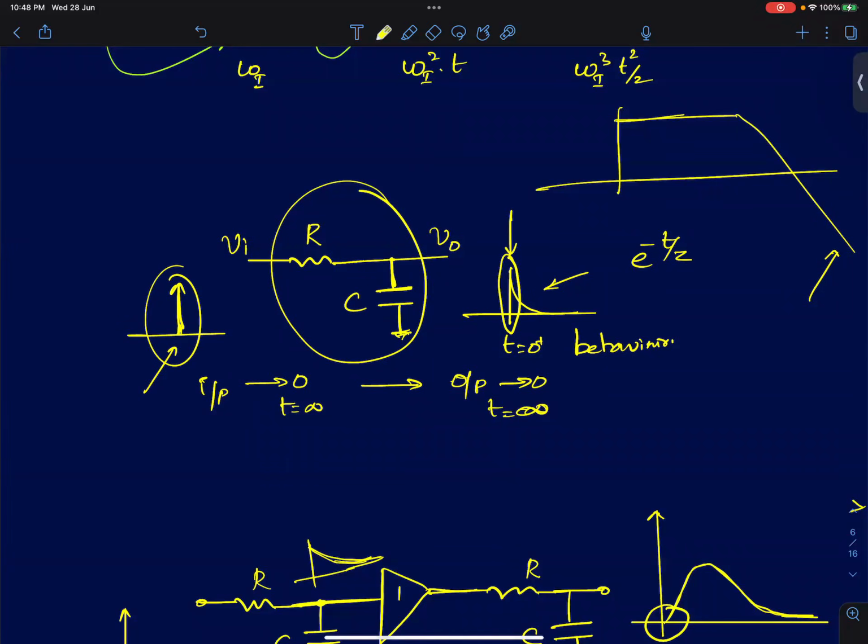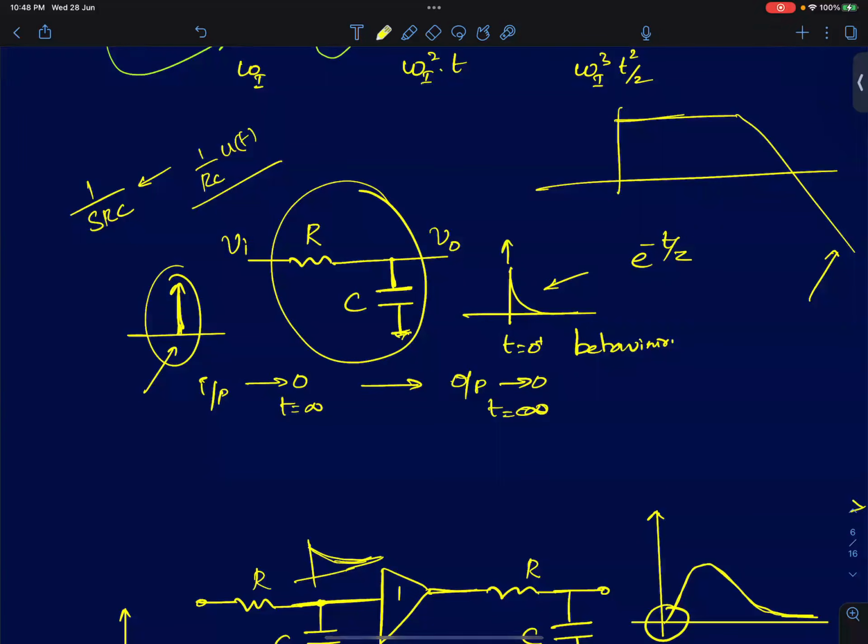We can exactly predict what will be the step change also. If you look at the transfer function at high frequencies, the transfer function just reduces to 1 by SRC, right? This term becomes much greater than 1, so I can ignore 1. So if you feed an impulse to this transfer function, you will get an output of 1 by RC times u of t, or 1 by tau times u of t at t equal to 0. So understand this is not the response for all time. It's just the behavior at t equal to 0.